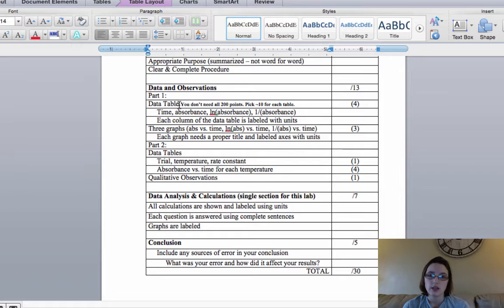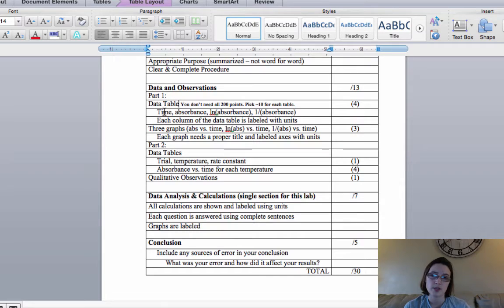But you need one big data table, or some people would want to do 3 smaller ones. It's probably easier to just do one big one. You need time, absorbance, the natural log of absorbance, and 1 over absorbance. It says each column is labeled with units. Well, absorbance doesn't have units, so really you just want your units for time. That's going to be your first data table. Going back to the formatting, for example, you can say data table 1 as the label, and then the title might be part 1, absorbance versus time data. That's fine as well.